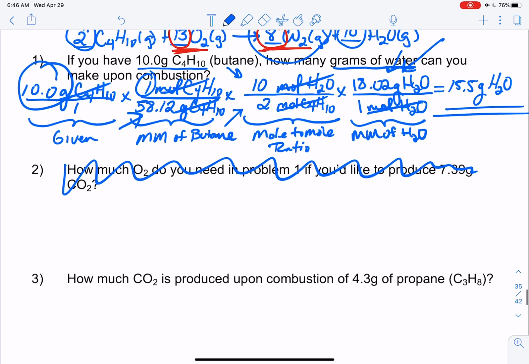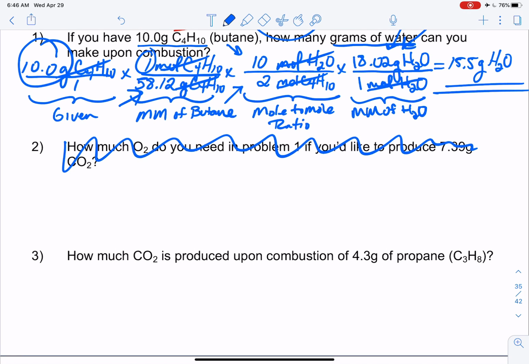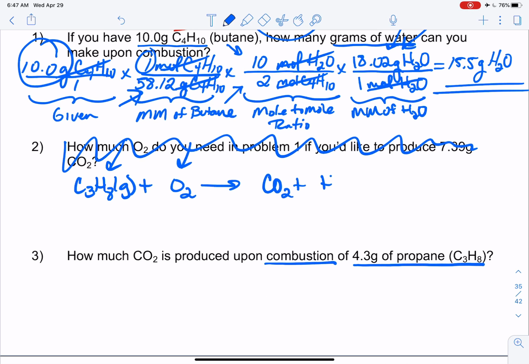And for number 3, what we're going to do is instead of starting with 4.3 grams of propane like we usually do, we're going to have to go ahead and write out the balanced equation first. So we have C3H8, and it says combustion. And we know what a combustion equation looks like at this point. You have a hydrocarbon, and you burn it with oxygen, and you produce 2 products, carbon dioxide and water. And don't freak out if water is written first as a product. They both come out of the reaction, so they can be written in either order.